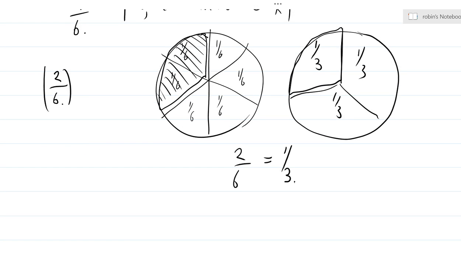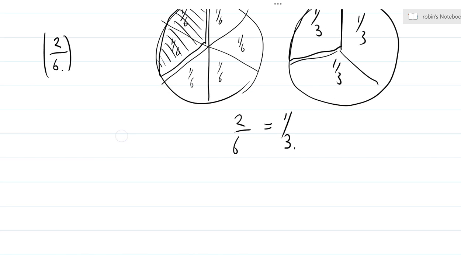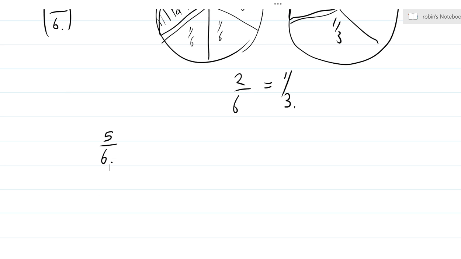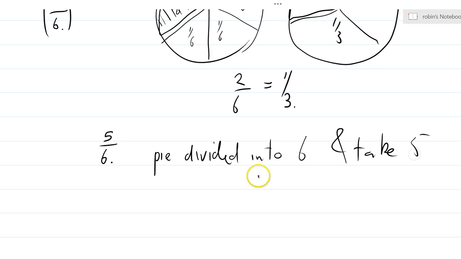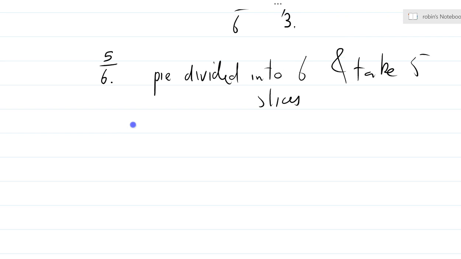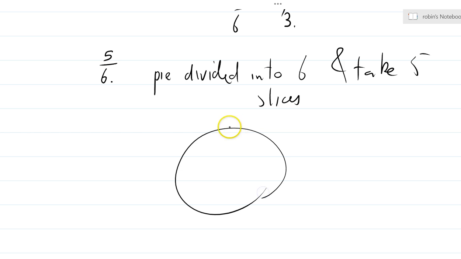There's another way of looking at this fraction here. Let's try 5/6. What's that? That's taking the pie and dividing it into 6, and taking 5 slices. Okay, so here's my pie. Cut it into 6. Super accurate.